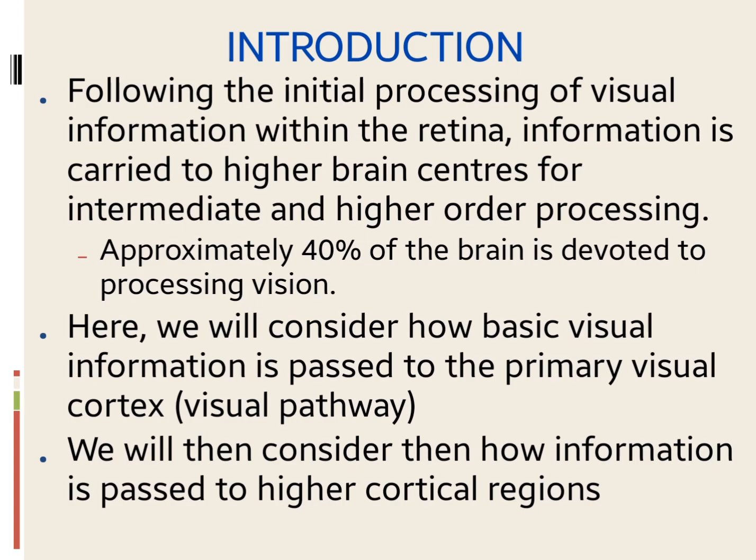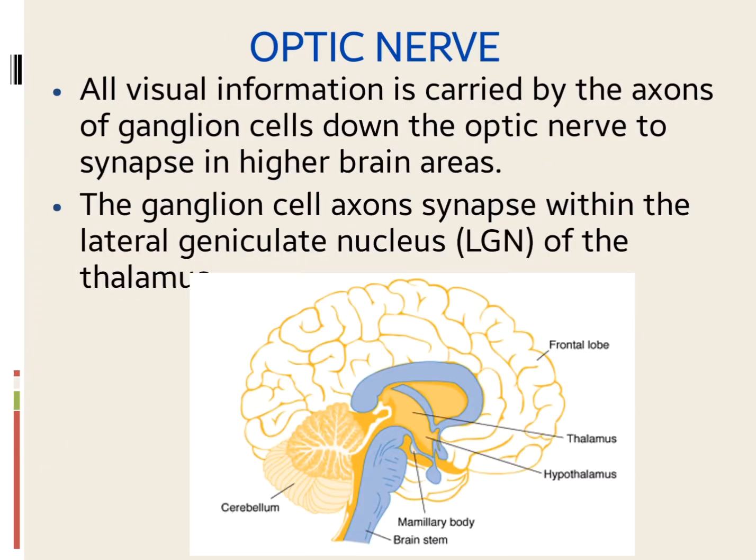Following the initial processing of visual information within the retina, information is carried to higher brain centers for immediate and higher order processing. Approximately 40% of the brain is devoted to processing vision. Here we'll consider how basic visual information is passed to primary visual cortex, the visual pathway. We'll then consider how information is passed to higher cortical regions.